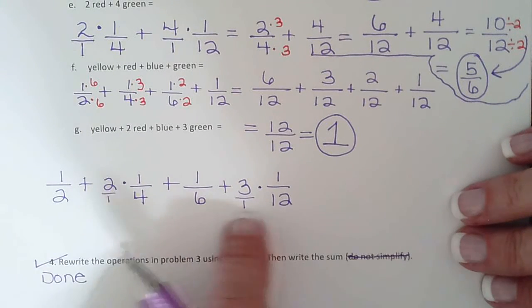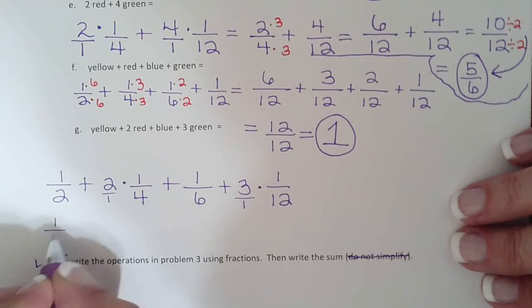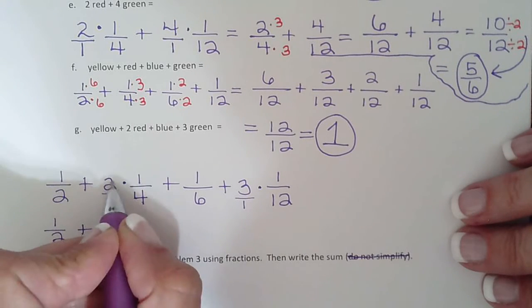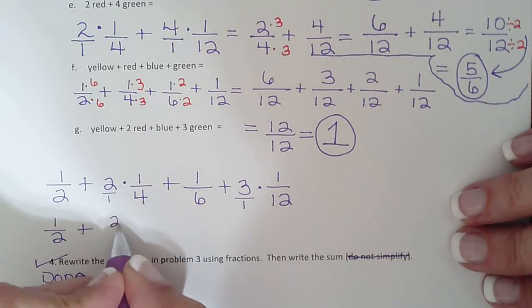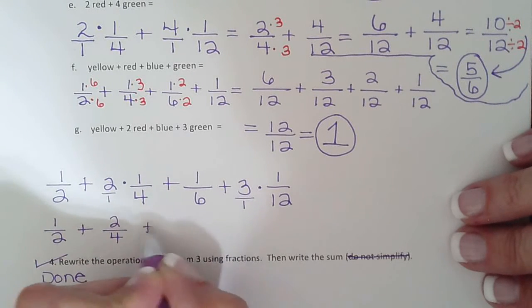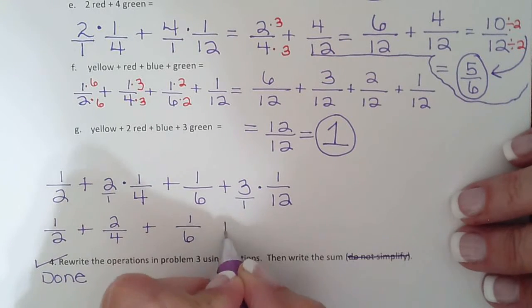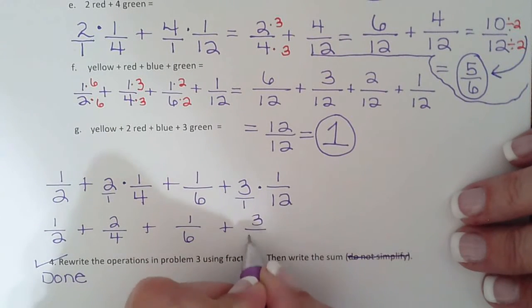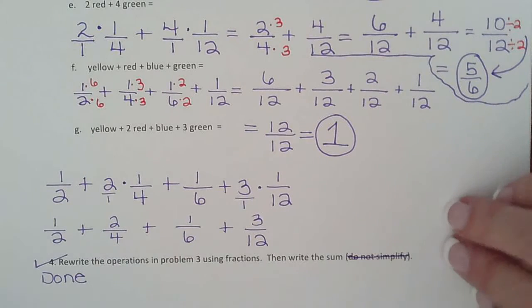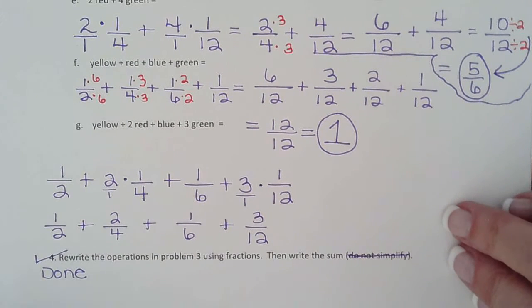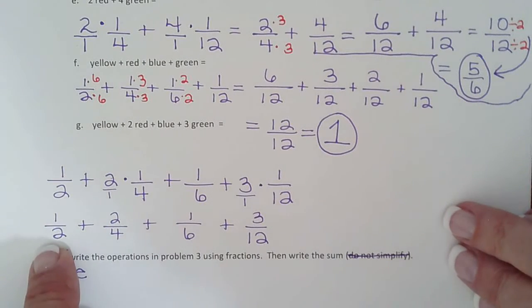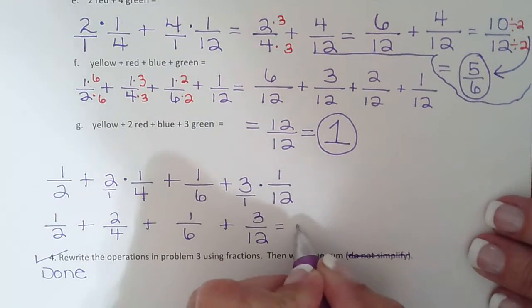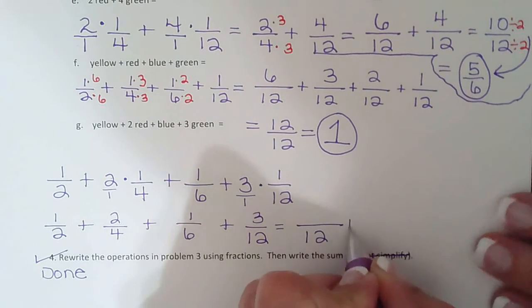So put whole numbers over 1. So 1/2 plus 2/4 plus 1/6 plus 3/12. So is the common denominator 12 again, like on the last one? So it's our largest number. Does 6 go into 12? Yes. 4? Yes. 2? Yes. So it's 12 again.